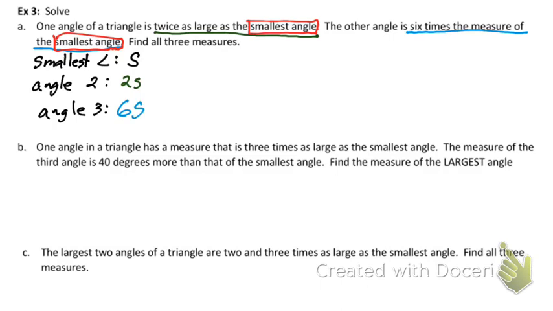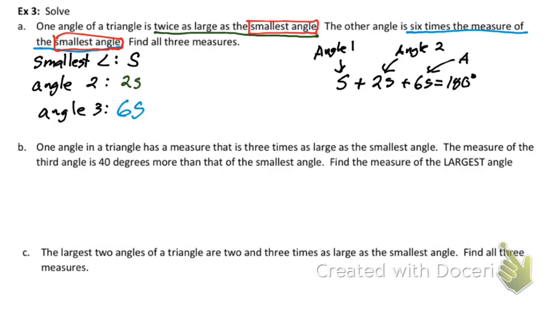Now, you guys told me once I add all these up, they have to equal 180 degrees, correct? So we're just going to add those up as they are. Our smallest angle is S, plus that 2S, plus that 6S, has to equal 180 degrees. In other words, this is angle 1, plus angle 2, plus angle 3, have to equal 180 degrees.